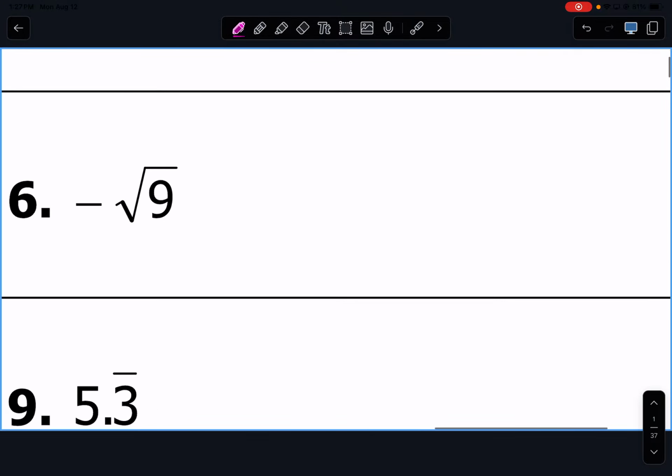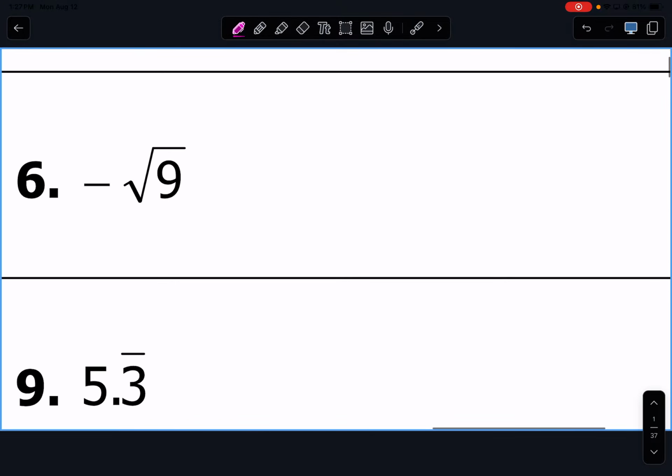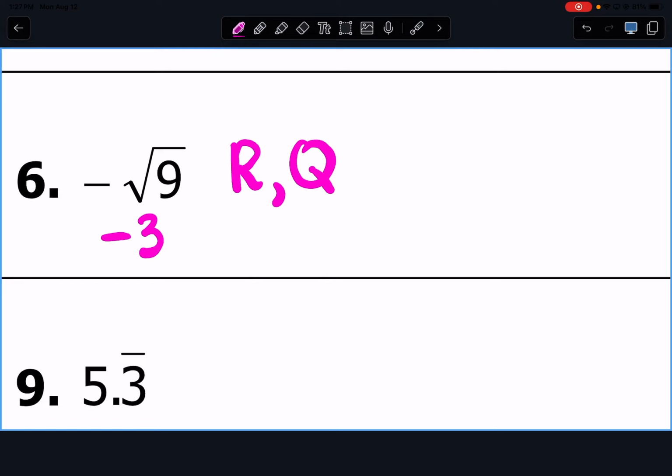For 6, is it real? Yes. Is it rational or irrational? It's rational. Why is it rational? Because it's just a negative number. What's the square root of 9? 3. And so it's going to be negative 3. Is negative 3 rational or irrational? Rational. Is it an integer? Is it anything else?